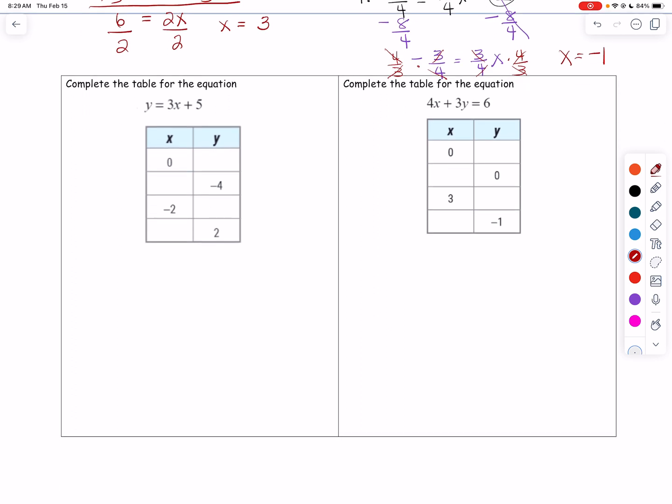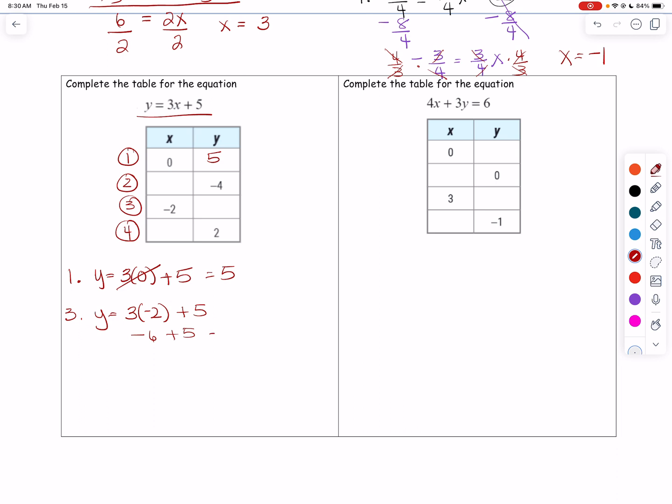So we're going to go here. Again, I'm just going to label these. Okay, here's my equation. So I'm going to do number 1 first. Y is equal to 3 times 0 plus 5, which is 5. Then y is equal to 3 times negative 2 plus 5, which is negative 6 plus 5, which is negative 1. Oops.